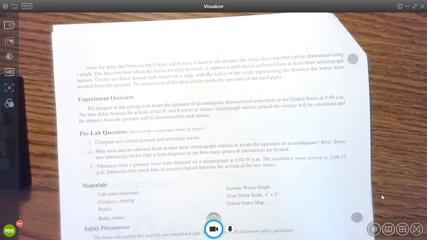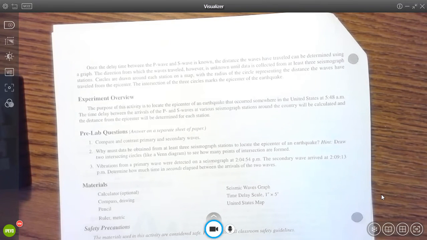Once the delay time between the P wave and the S wave is known, the distance the waves have traveled can be determined using a graph. The direction from which the waves traveled, however, is unknown until data is collected from at least 3 seismograph stations. Circles are drawn around each station on a map, with the radius of the circle representing the distance the waves have traveled from the epicenter. The intersection of the three circles marks the epicenter of the earthquake.